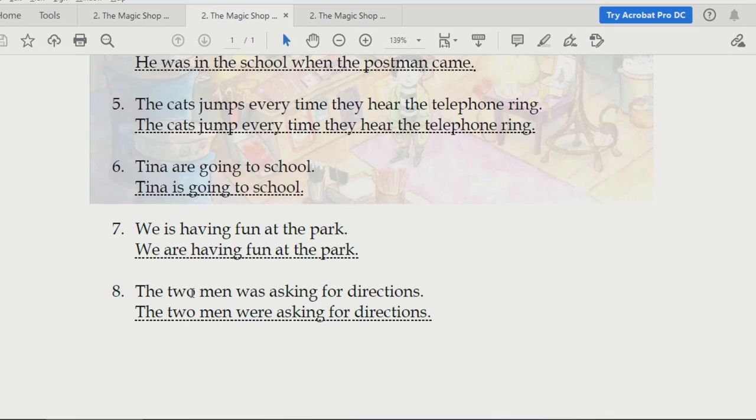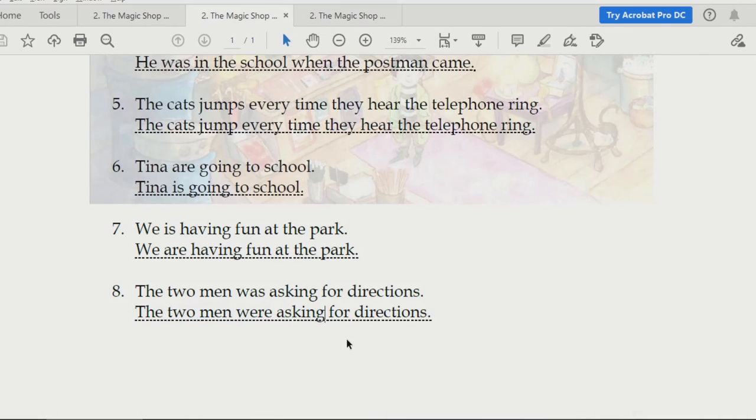You have to change the verb into the opposite. The two men were asking for directions. Over here we have was, that is in the singular form. Over here we have the word men, that is in the plural form. So you have to change this into this. The two men were asking.